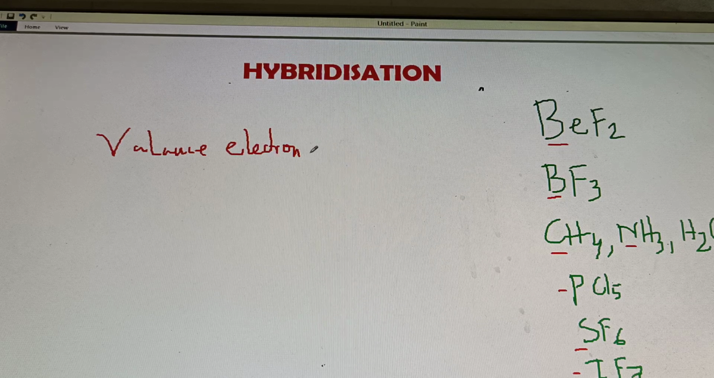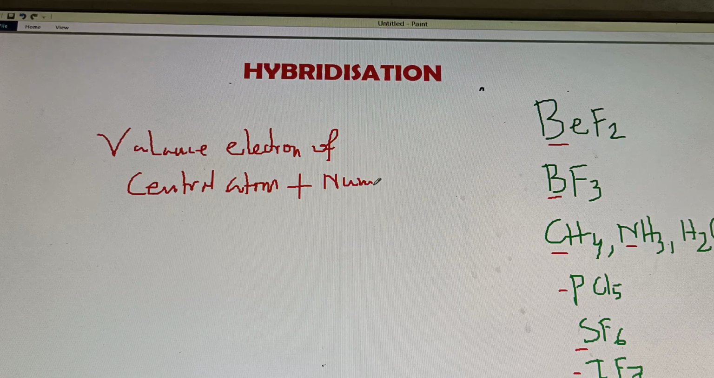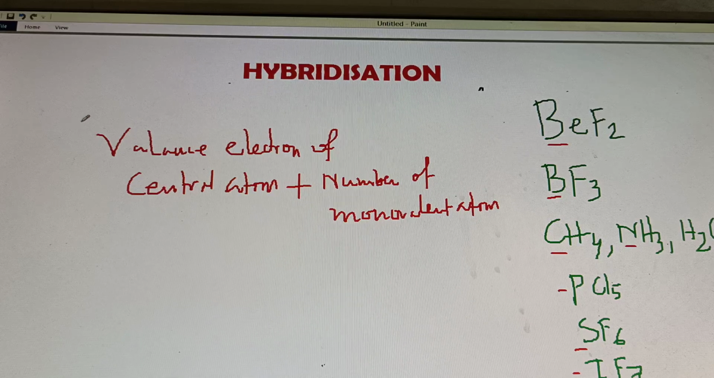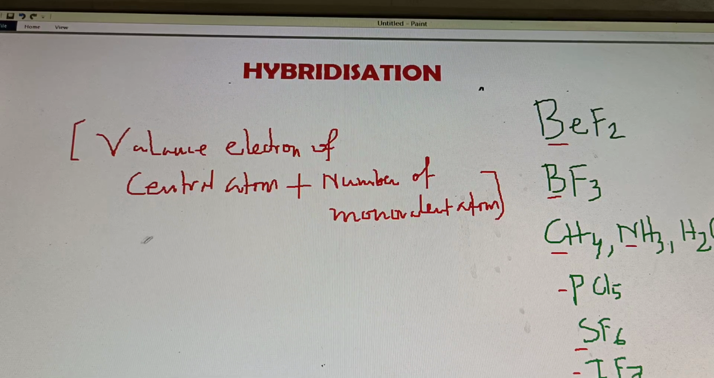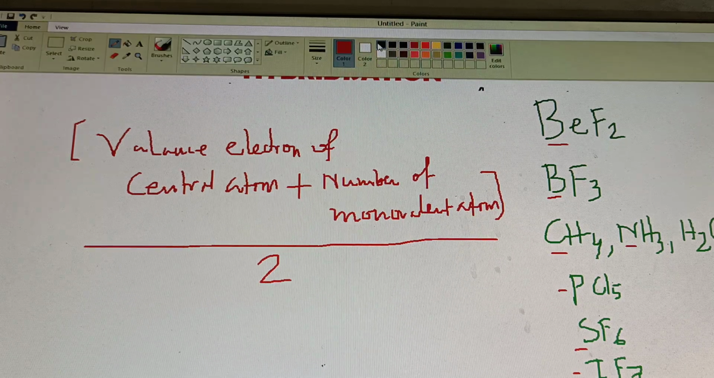Next we have to find the valence electrons of the central atom. Next we have to add the number of monovalent atoms. Now we have to divide it by 2. Clear? We have to divide it by 2.